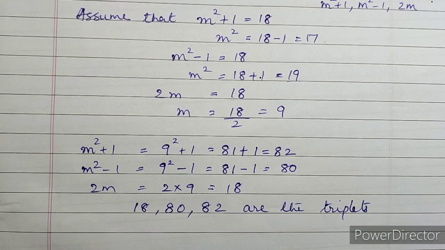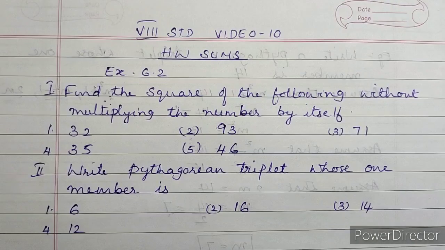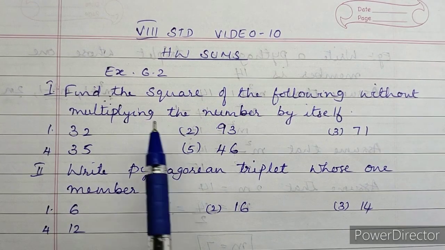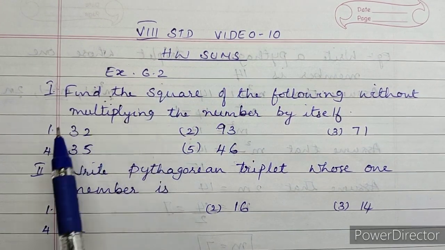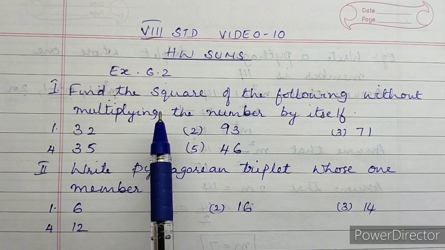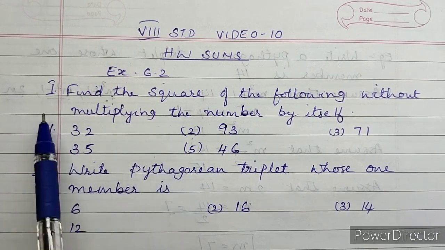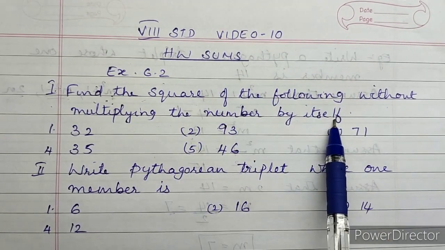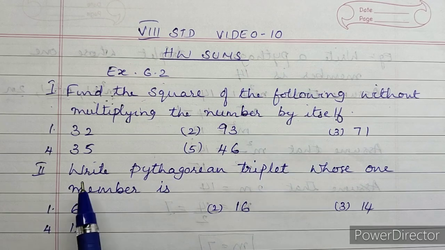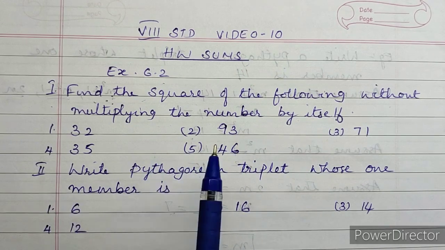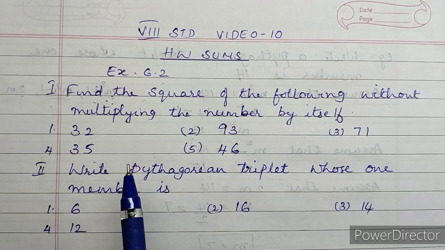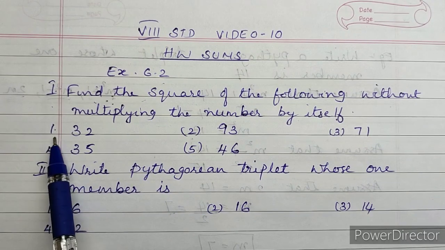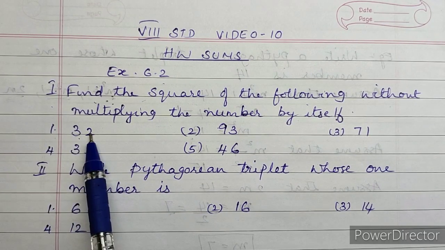So with this I am winding up this session, children. I will give you a few homework questions related to the same topic. Exercise 6.2 sums. A few sums I have shown, you have to do it in your classwork by yourself. First, find the square of the following without multiplying the number by itself. You have to split it into expanded form, and then use the distributive property as I showed. First one 32, so 30 plus 2 you have to take.